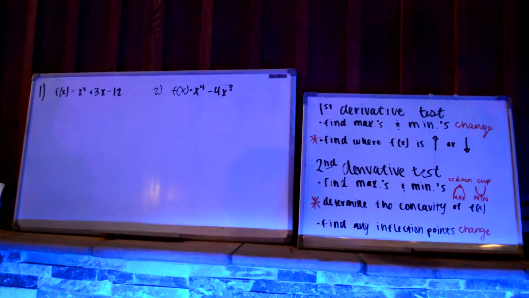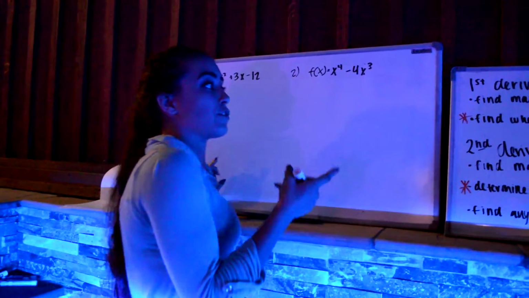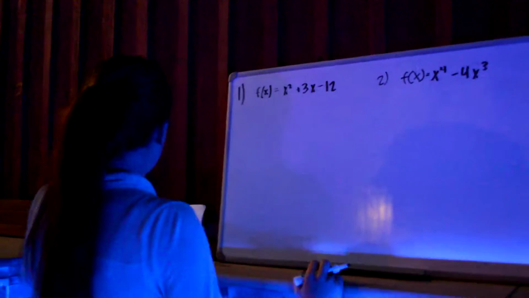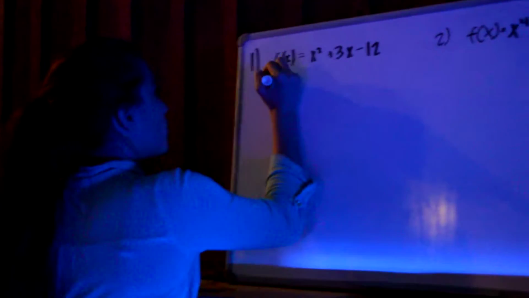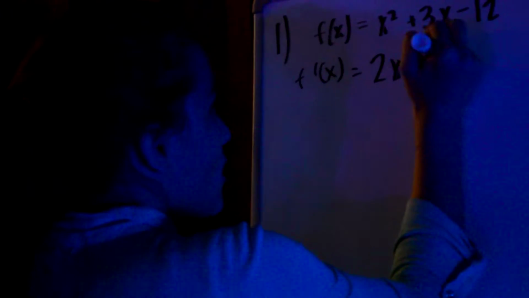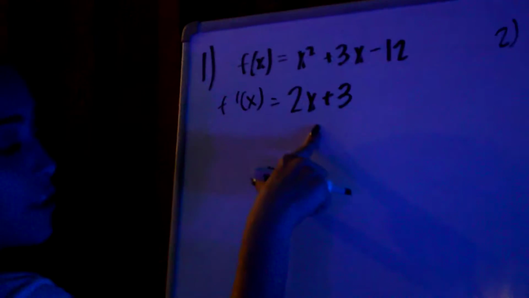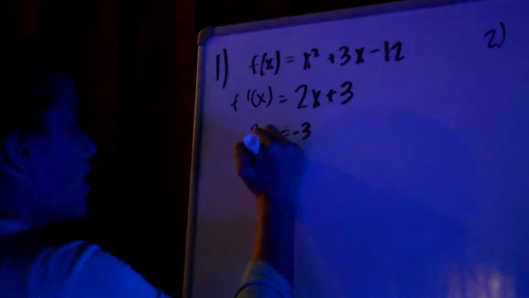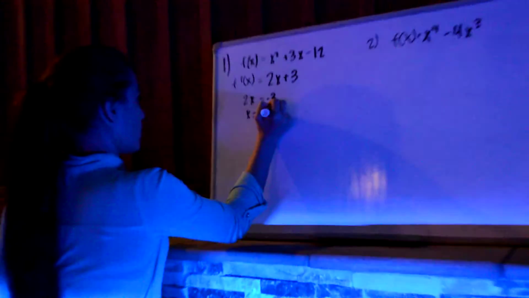Okay, so I have two problems, and I'm going to start with the first derivative test, find where it's increasing and decreasing, and then find the maximums and minimums. So first we're going to take the first derivative, 2x plus 3, and then set this equal to 0 to find the critical points. So 2x equals negative 3, x equals negative 3 halves.